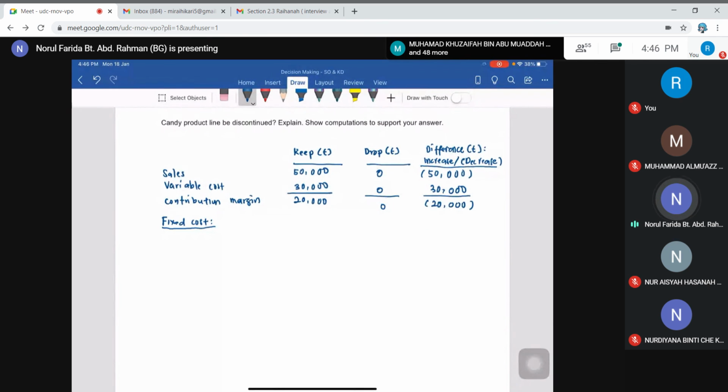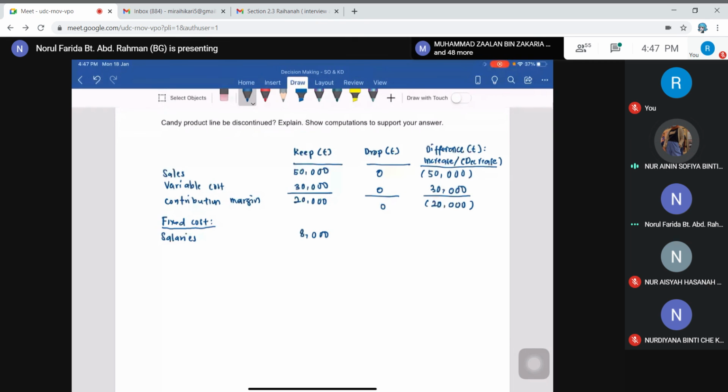Okay, so first you have salaries. Salaries is 8,000. Now kalau kita drop candy ya tadi. Kalau kita drop candy, do you still have to pay for the salary? No. Tak payah bayar.